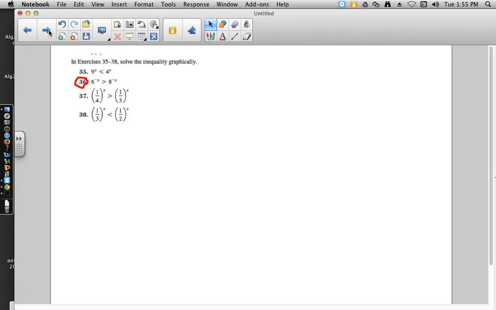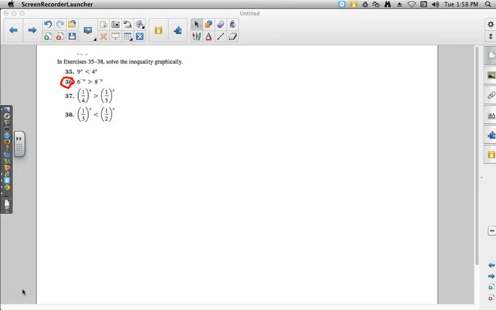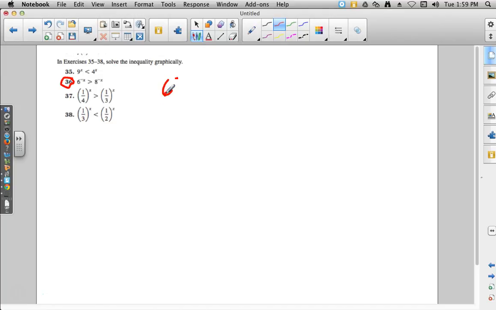Now, for 36, I need to pull up the graphing calculator, so I'm going to pause this. For 36, we are to solve the inequality graphically, and they have 6 to the negative x. When is that greater than 8 to the negative x? And I'm not sure if the calculator will take it that way or not. I've tried it on my smartboard one, and it's not taking it.